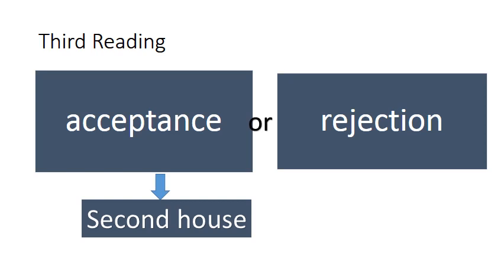Third stage of the passage of the bill. Here, the debate is confined to the acceptance or rejection of the bill. If the bill is accepted, then the bill will be sent to the second house. If rejected, it will not become an act.